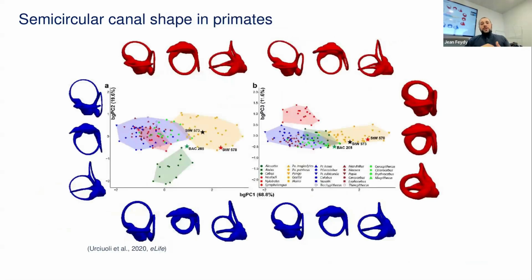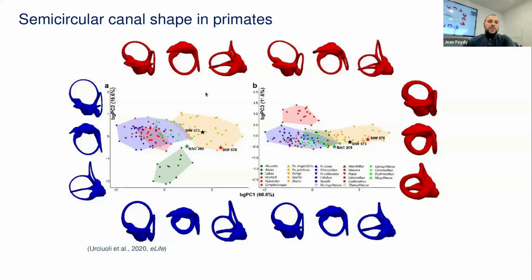And we found, thanks to this analysis, that the semicircular canal are actually very helpful for understanding the phylogenetic relationships, so the relation between species. So it's not very clear here, but these are all extant primates that we could analyze, 25 genera, so it's quite a lot. And you can see the different groups, which are known based on DNA. And we can actually separate them in a quite similar way based on morphology.